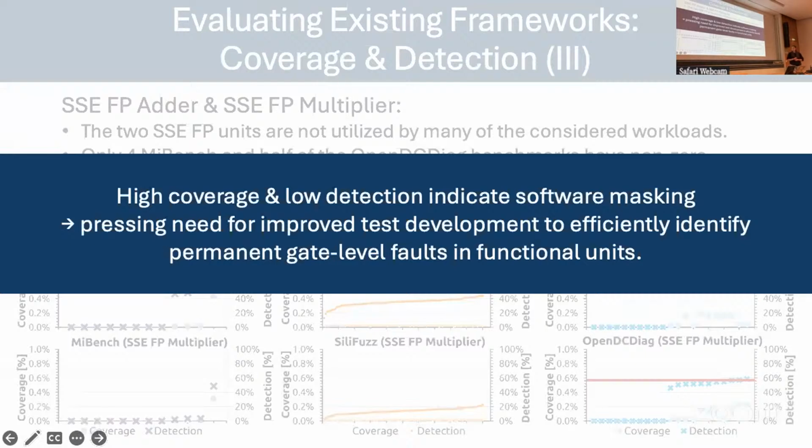And again, the conclusion here is that high coverage and low detection in those functional units indicate software masking, therefore emphasizing the pressing need for improved test development to efficiently identify permanent gate-level faults.